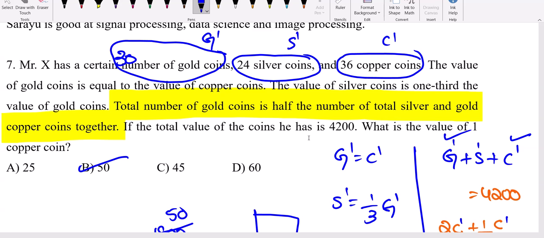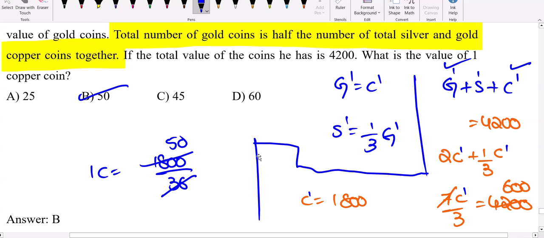Copper cost is a bit less, gold cost is a bit higher. So less coins of gold, still equal to more coins of copper amount wise. Right. So that's what if you work on, we got 50 as the answer. This is like equation solving only. Option B is correct.